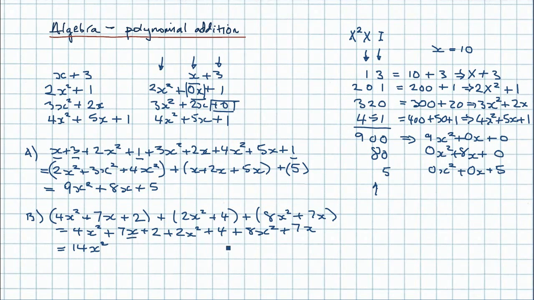So now I've got 7x plus another 7x, so I've got 14x, and I've got 2 add 4. Let's just use a different method here. Let's put a dot under that 2, under that 4, and then just go along the line and check that there aren't any other ones that we've left out. No, there aren't. So plus 6.